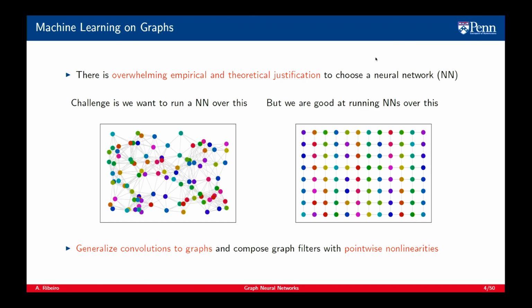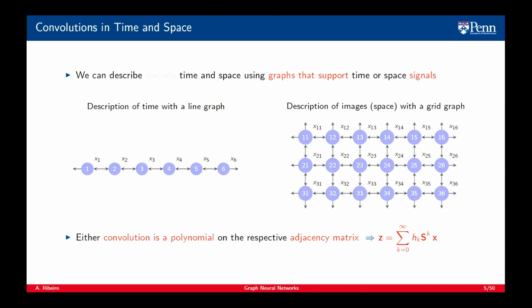Now, if I want to become good at running neural networks on the graph on the left, what I need to do is somewhat clear. The neural networks that are good at solving problems on grids rely on convolutions and point-wise nonlinearities. Point-wise nonlinearities are just that, point-wise, so they don't change whether you have a grid or a graph. But your convolutions should change. Let me try and explain this a little bit. So this is what we call a convolution.